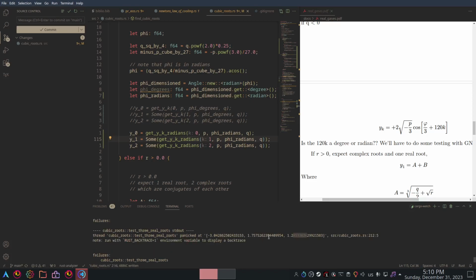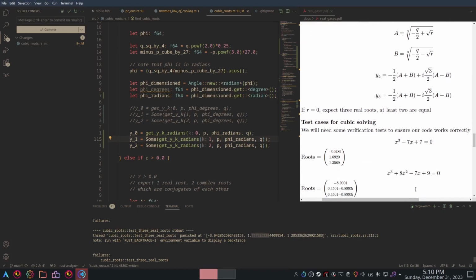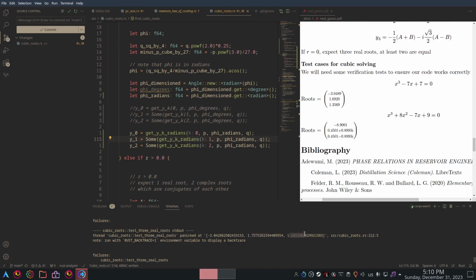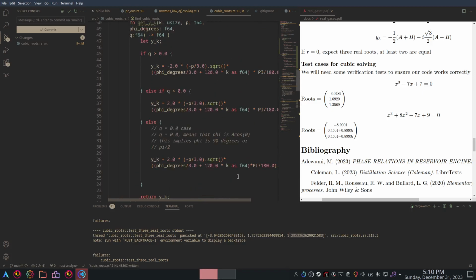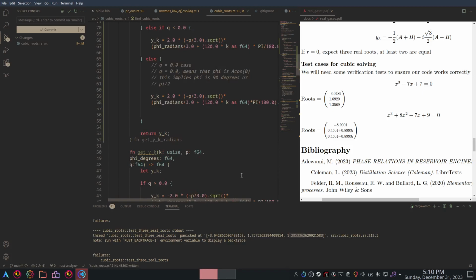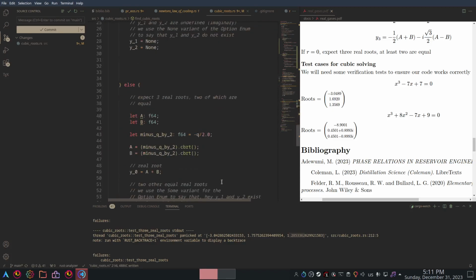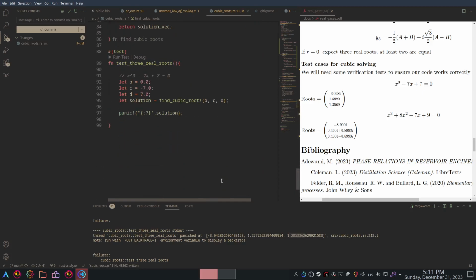That theory failed. I do have 1.7575 and 1.2853 right here. So apparently this error is not due to the degree and radian conversion. So this must be some other problem. Well, I guess I'll come back later.